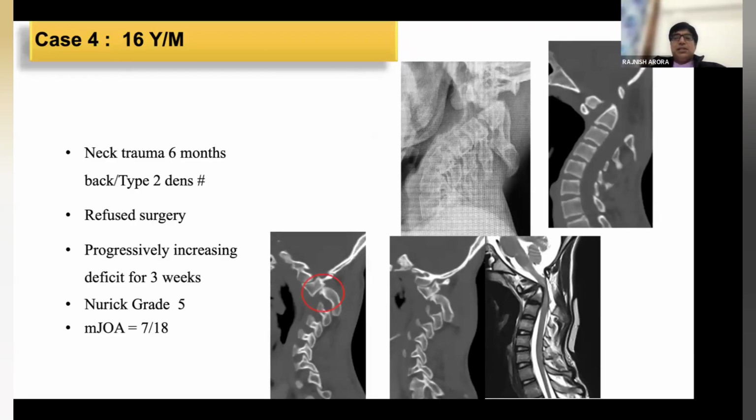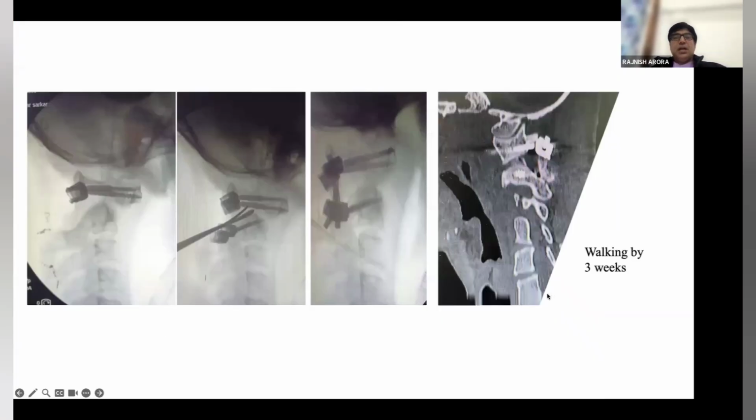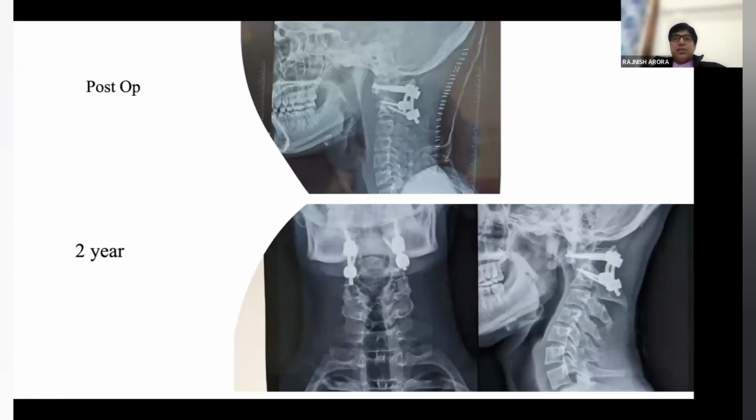So you can see clearly that there was significant displacement and significant compression at the CV junction. So this required significant intraoperative manipulation, and ultimately we were able to reduce it partially and decompress. The post-op X-ray was okay, and this is a 2-year follow-up of this boy. The alignment was not perfect, but he behaved well and recovered completely.